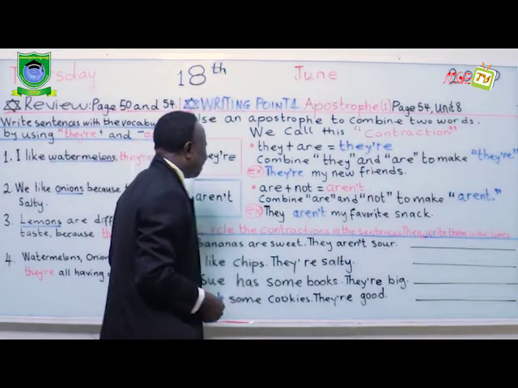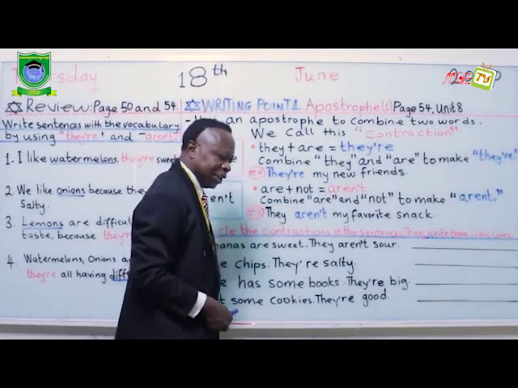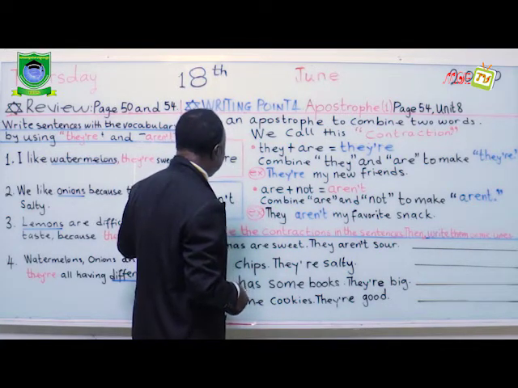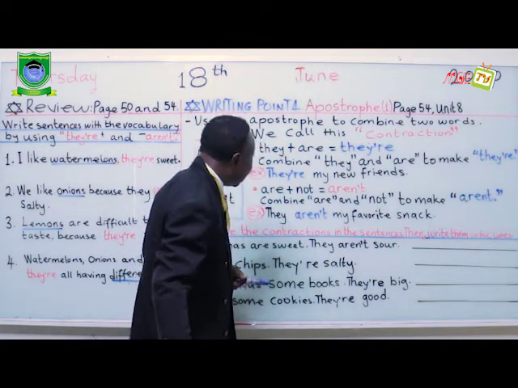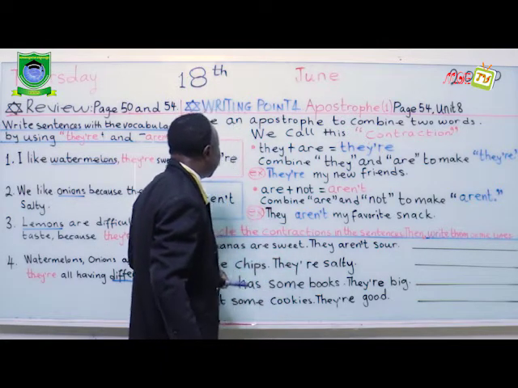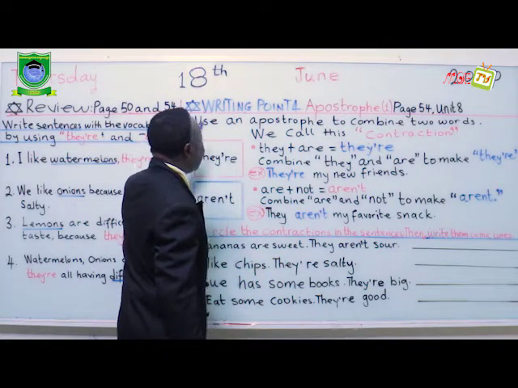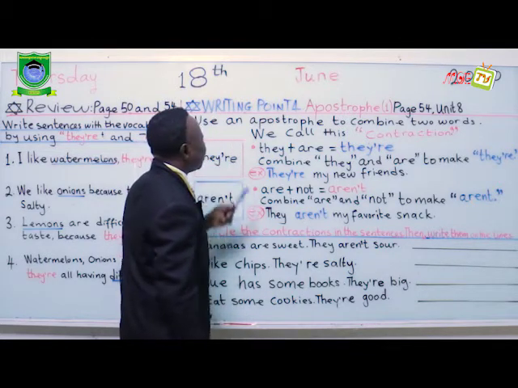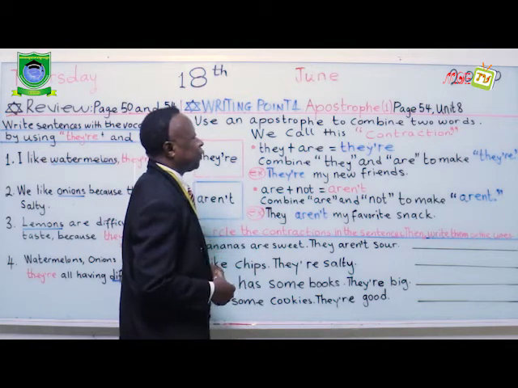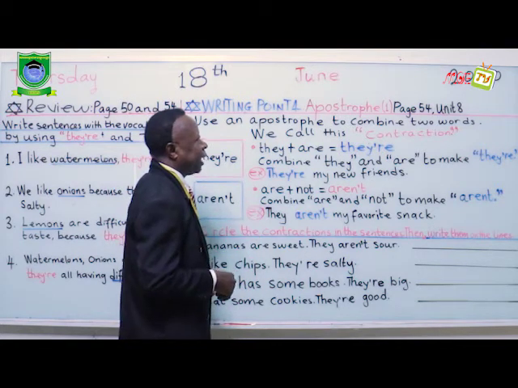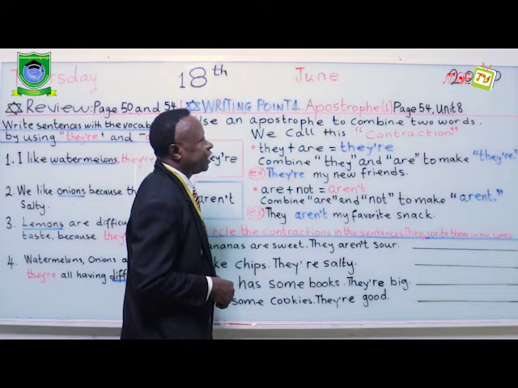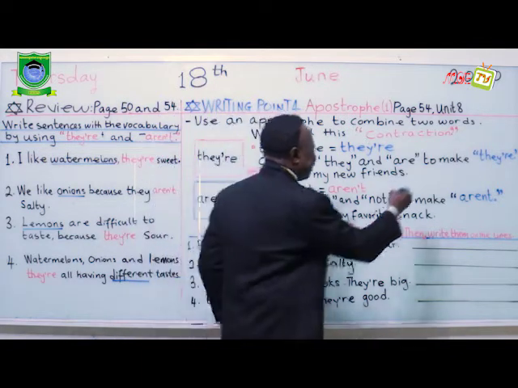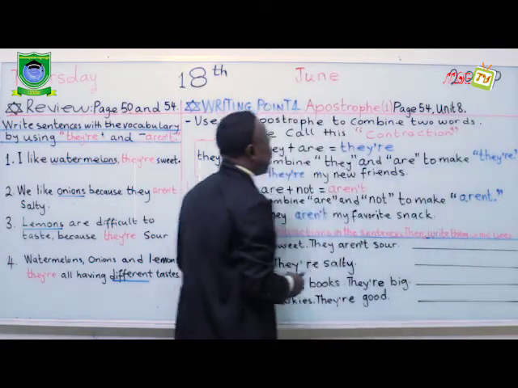So now we come back to our new lesson. This is the new lesson, and we're going to work on writing point 4 about apostrophe. Apostrophe 1 at page 54, unit 8.